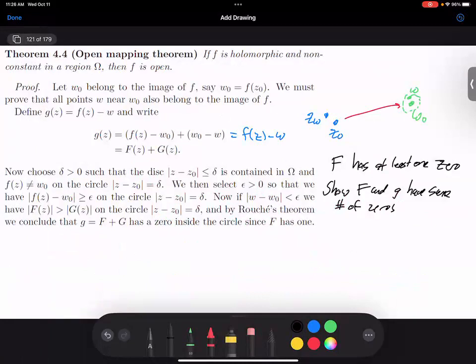Okay, so now choose some delta such that the disk |z minus z naught| less than or equal to delta is contained in omega. Well, this is like an ante to stop the conversation. My function is defined in omega. If I'm going to localize to be around z naught, I better stay inside the omega. So at the very least, I need delta to be sufficiently small so that I'm contained in omega. And now I want to choose delta also such that f of z does not equal w naught on the circle. Is that possible?